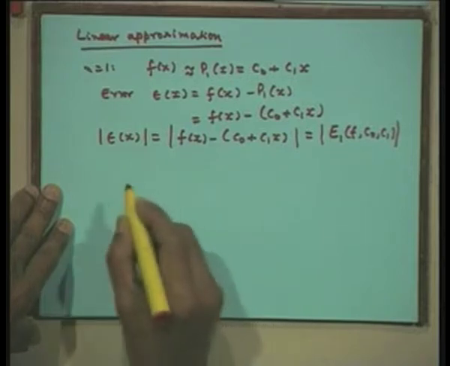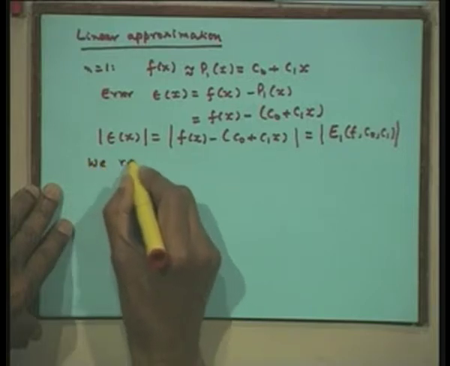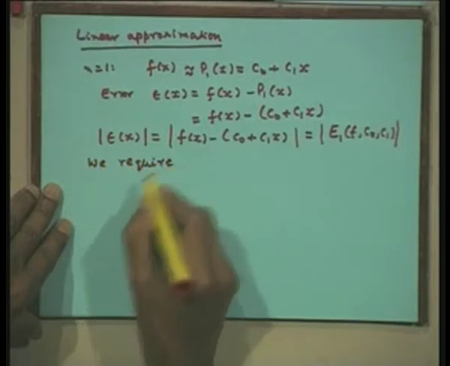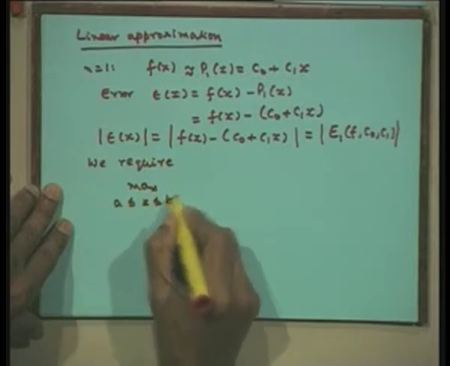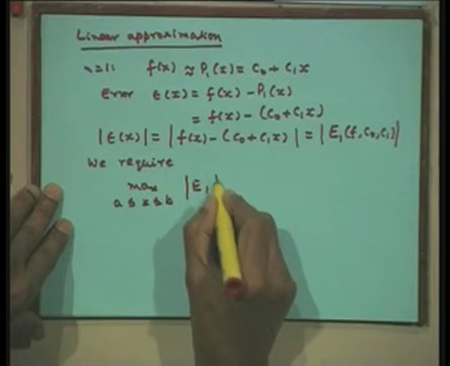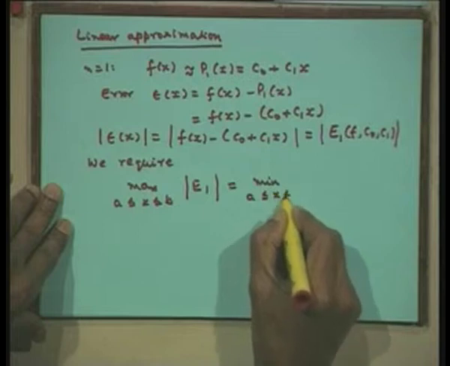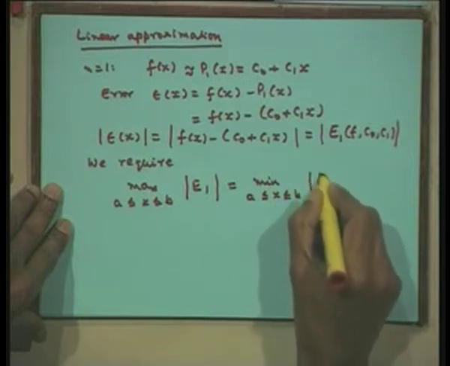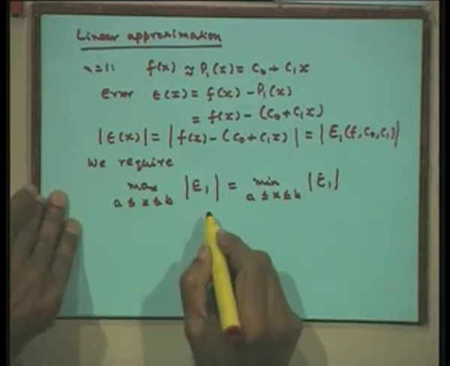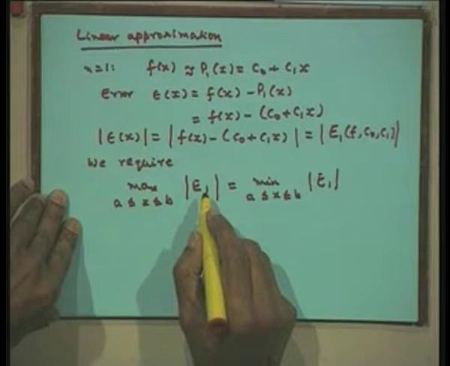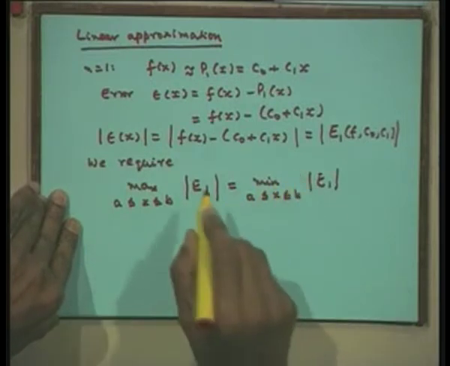Now, what is it that we shall require? We shall require that the maximum of E 1 should be equal to minimum of E 1. Therefore, we shall say we require the maximum over x lying between A and B of magnitude of E 1 is equal to the minimum, for A less than or equal to x less than or equal to B, of E 1. Furthermore, you remember that we mentioned that for uniform approximation we shall require that the error should also alternate in sign.